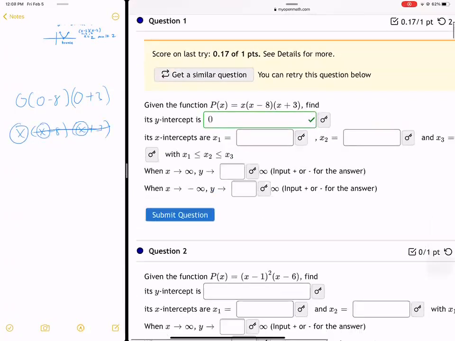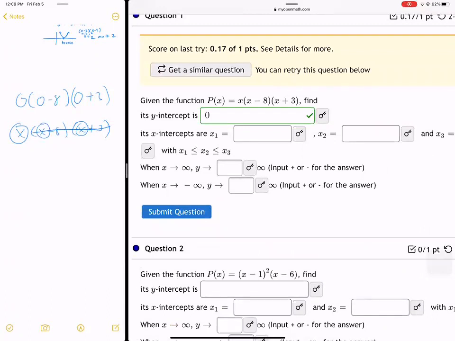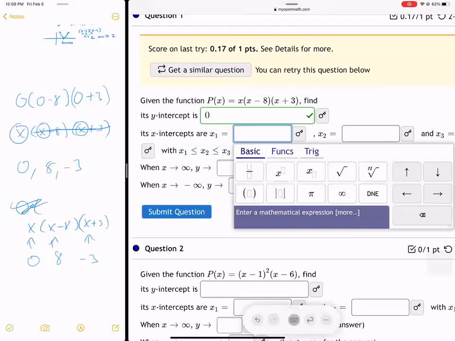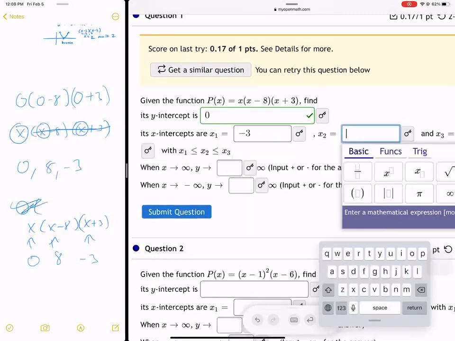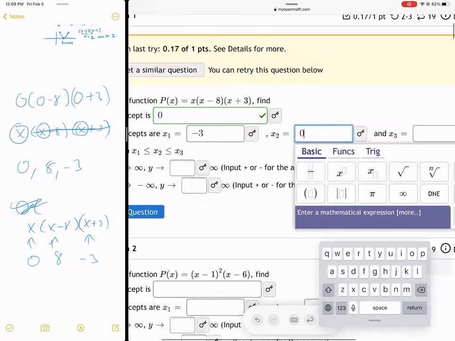Okay. What are my x-intercepts? The x-intercepts are 0, 8, and negative 3. How did I do that so quickly? Because if I make x, x minus 8, and x plus 3 each go to 0, that means I get 0, 8, and negative 3. Now be careful, because they told us right here that they want it in order from smallest to largest. So smallest is negative 3. My second answer is going to be the next biggest, which is 0. And my last answer here is going to be 8.